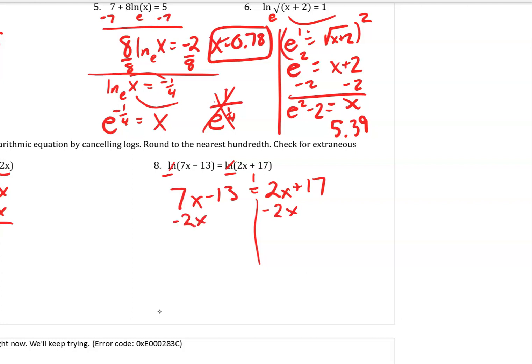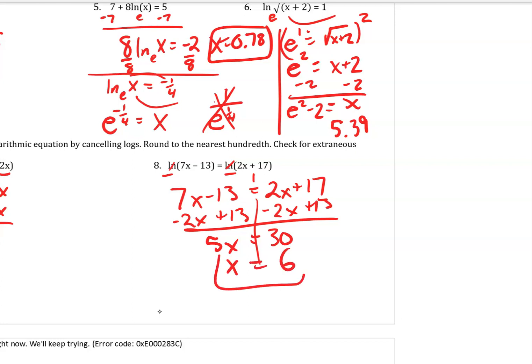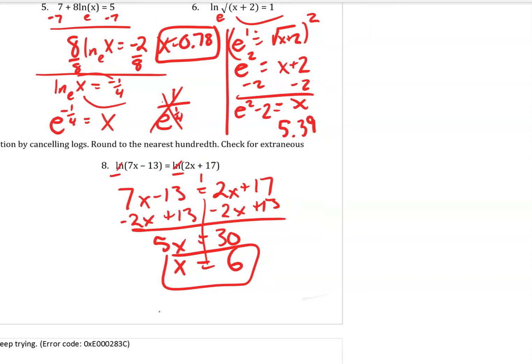We will get our x's to one side and our constants to the other. 5x equals 30, so x equals 6. By the way, checking your work, feel free. So here we're going to put 6 in for x.